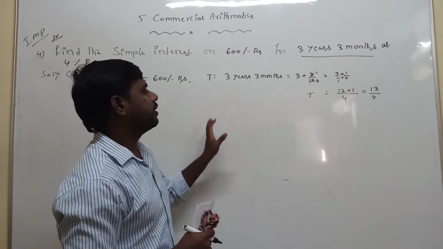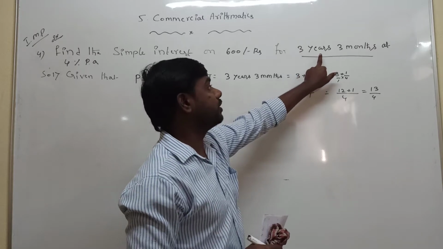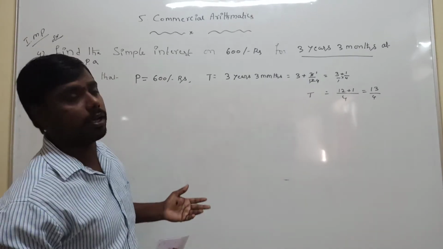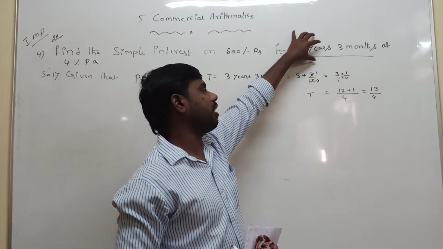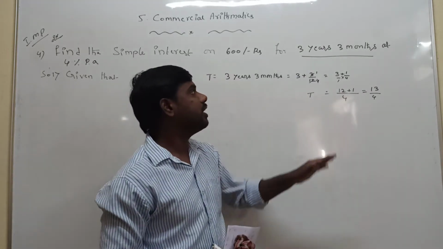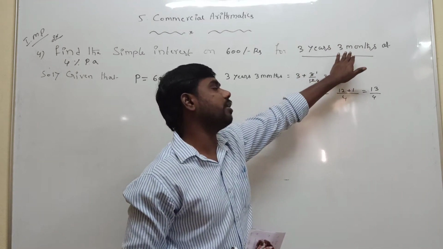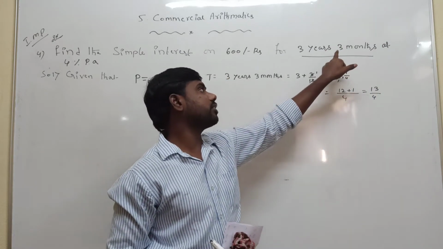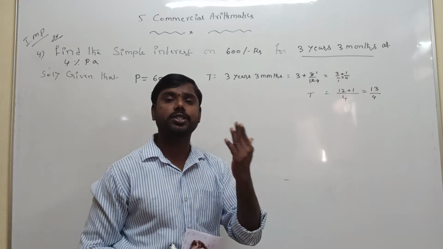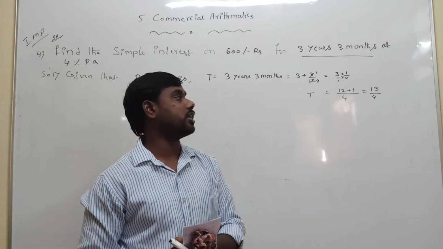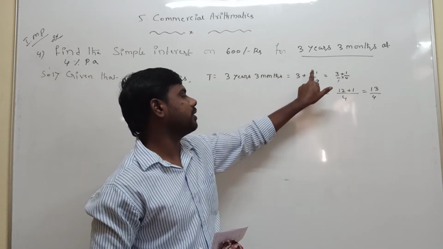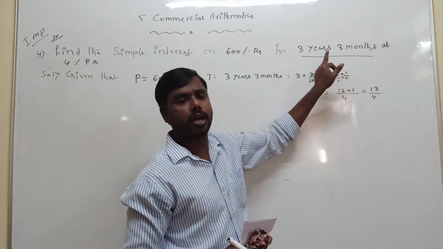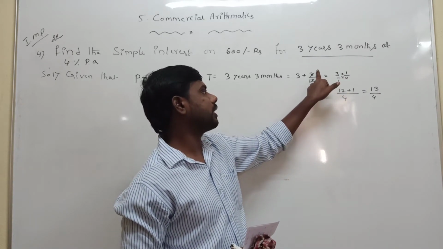Listen once again. For T, they given 3 years, 3 months, but we need to calculate per annum, that is per year. That's why everything will be converted to years. They gave 3 years, and 3 months. To convert 3 months to per year, in 1 year how many months are there? There are totally 12 months. That's why 3 years is 3 plus 3 months converted to years, meaning 3 divided by the 12 months per year. That's why we are taking 3 by 12.